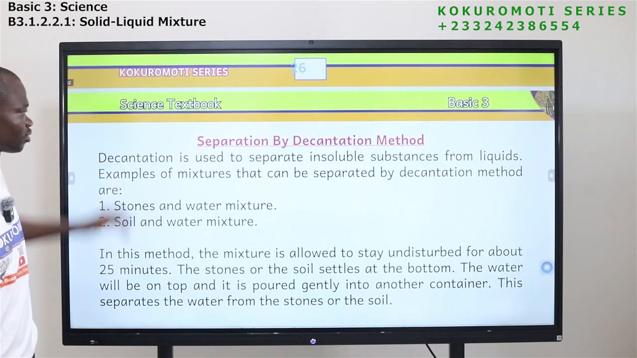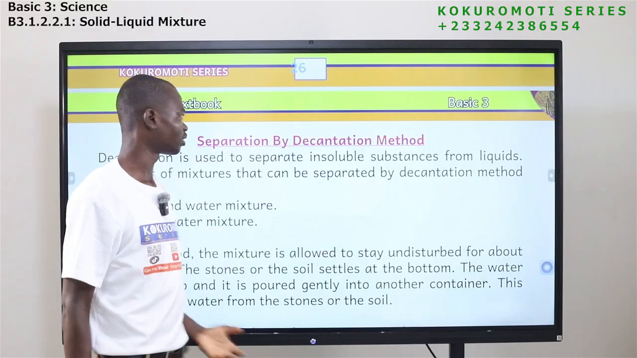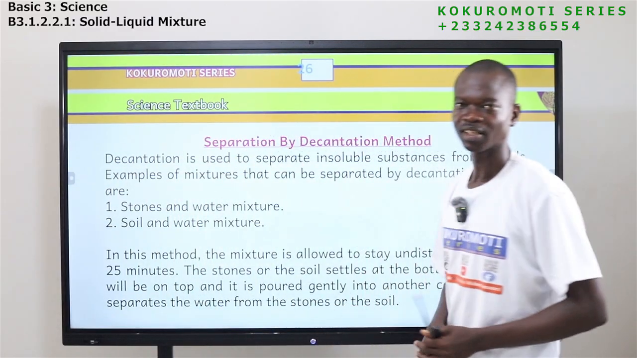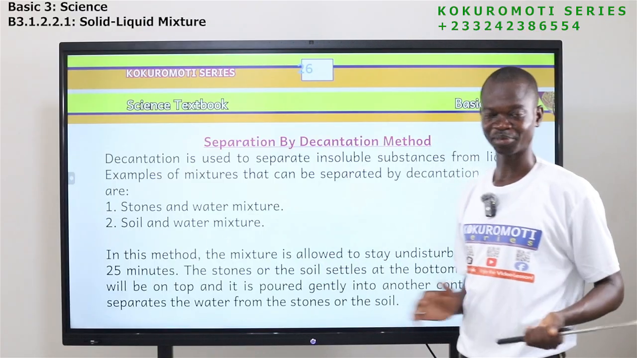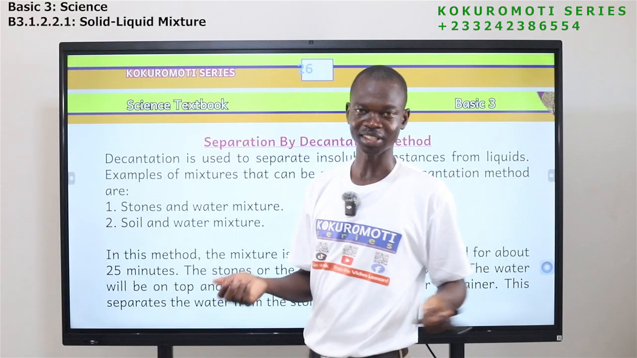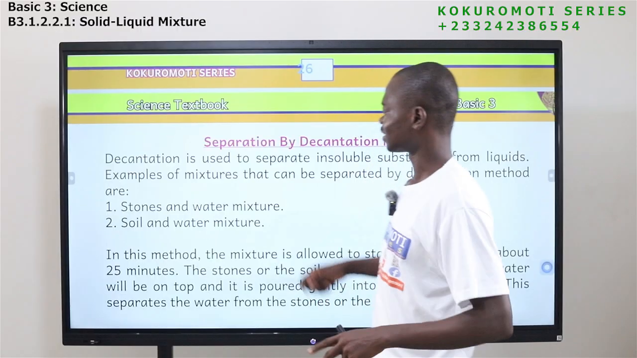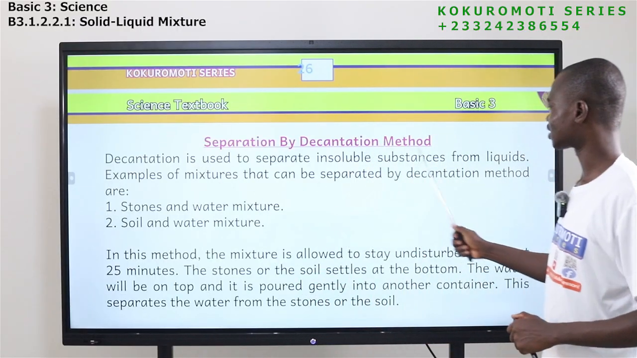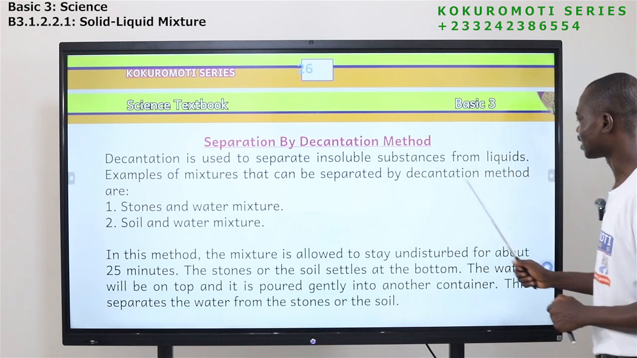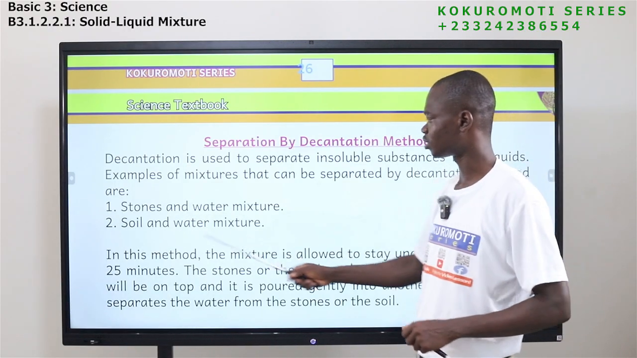Now there is another way, another method. This method is called decantation method. That's separation by decantation. So what is it at all? This method of separation is simple, just simple. Let's say you have stones mixed with water. What do you do to separate them? Let's look at it. Decantation is used to separate insoluble substances from liquids. Examples of mixtures that can be separated by decantation method are stones and water mixture, soil and water mixture.